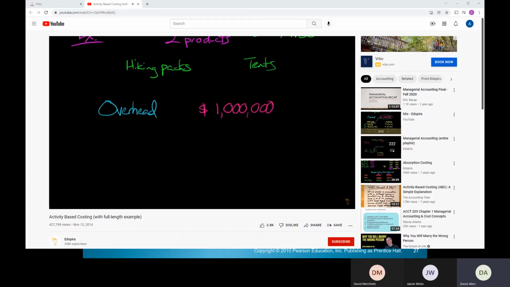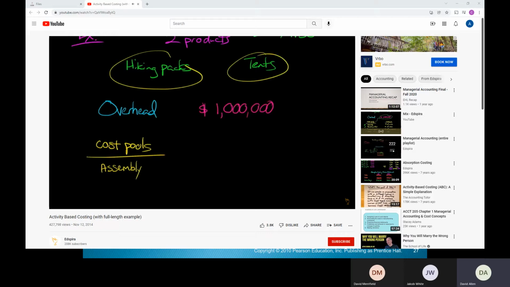So what these cost pools are, let me just change colors here. I'll just put cost pools as our heading. These are basically categories that comprise how this $1 million was spent. We'll say that some of it was spent on assembly. Some of it was spent on putting together the hiking packs and the tents. We had to assemble those items before we could ship them out. And so we said that assembly is going to be one of these cost pools.